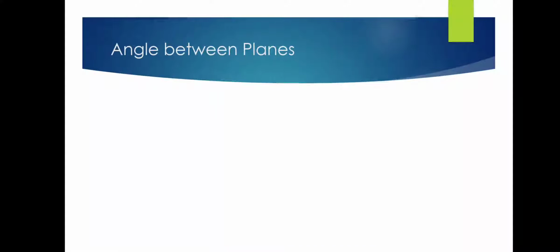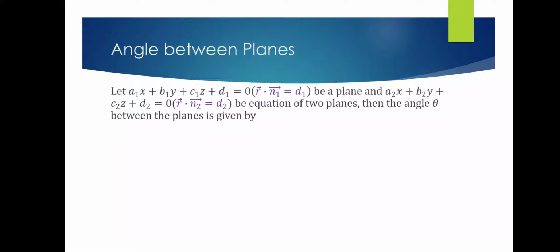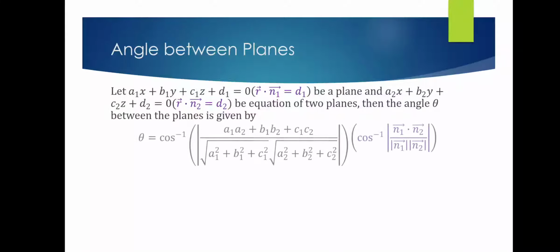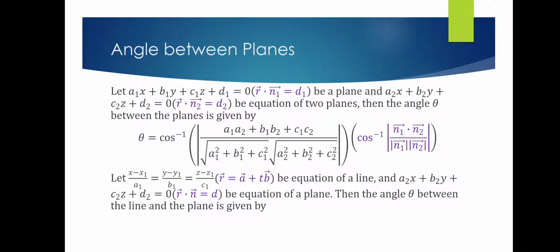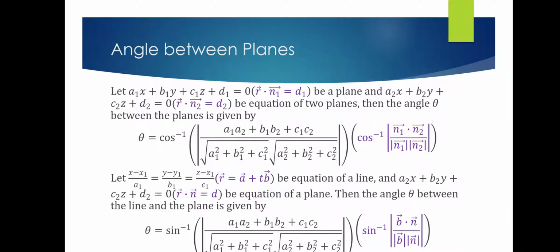Now let us come to the angle between planes. If you are given two planes, and theta is the angle, then the angle between the planes is given by something like this, which is pretty clear to see. And if you are given a straight line and a plane, then the angle is given by this. Now how does it come?